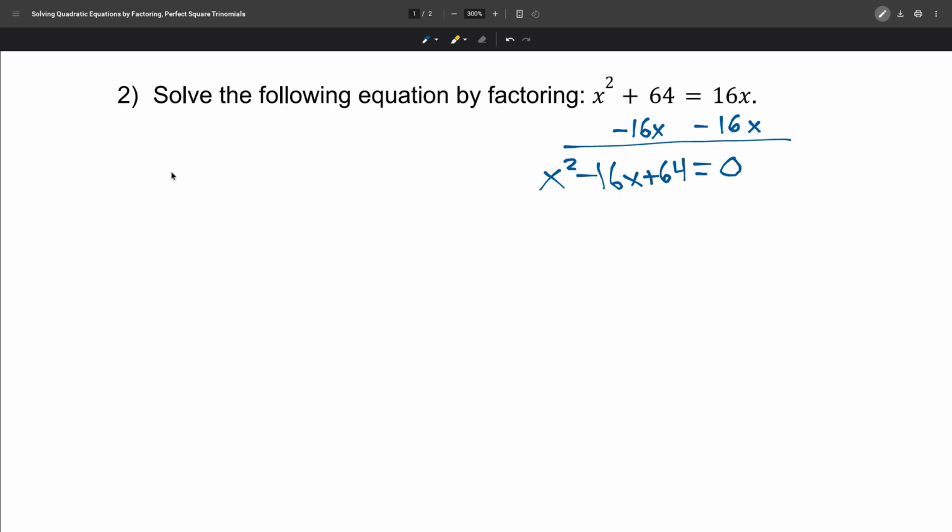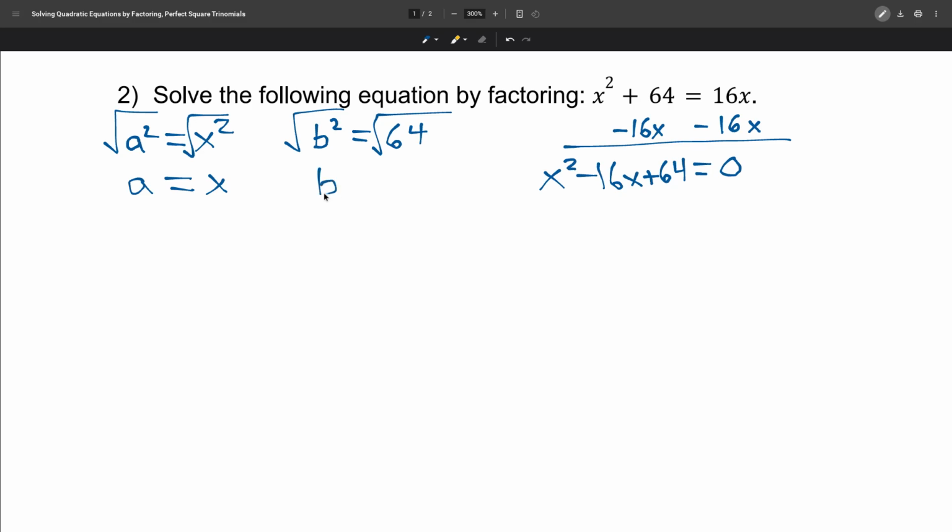So let's see. This looks like a perfect square trinomial. So if a squared equals x squared, we take the square root of both sides. We get a is equal to x. And if b squared equals 64, take the square root, and we get b is equal to 8.